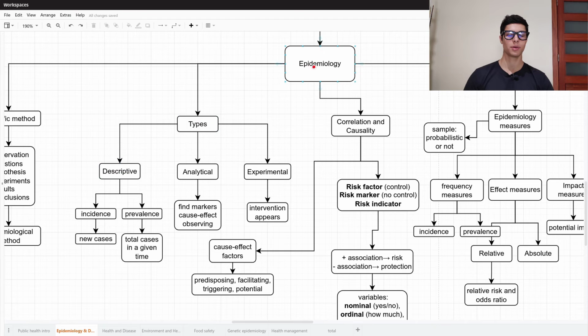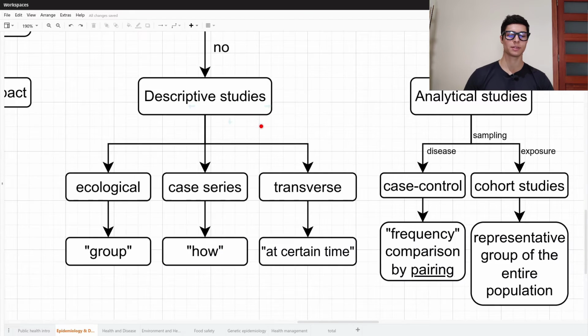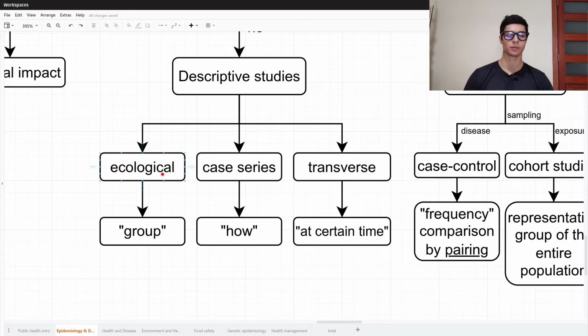Descriptive type of epidemiology. Descriptive studies are, for example, ecological studies. And these are group studies. They follow everything that happens to a group, and they only describe that, what happens to the group. Then we have the case series, and these tell how things happen in the group studied. And then the transverse studies, and they tell us what happens at a certain time. So if we block everything, boom, right now, what do we have?